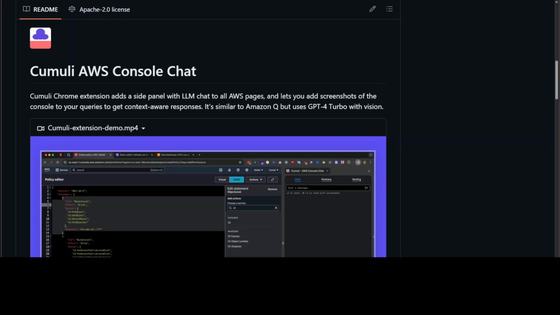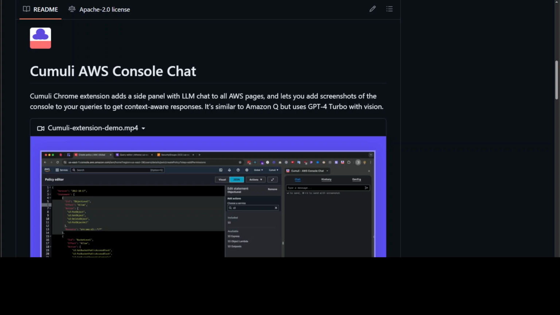Amazon Q is powered by AWS's own large language models through its service Amazon Bedrock. Just today I stumbled upon this Chrome extension which is open source and is called Cumuli. I hope that is the pronunciation. What this Cumuli does is it gives you a similar experience to Amazon Q but with GPT-4 Turbo Vision. So instead of using Amazon's own large language models, I think it is Titan or maybe something else, and Bedrock behind the scenes, you are using ChatGPT or OpenAI's GPT-4 Turbo large language models.